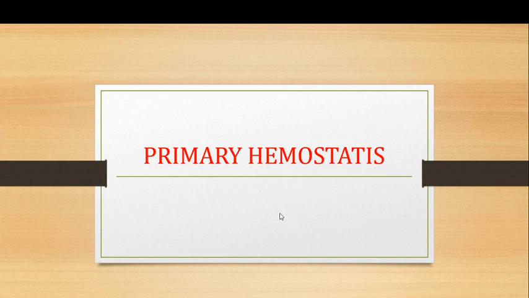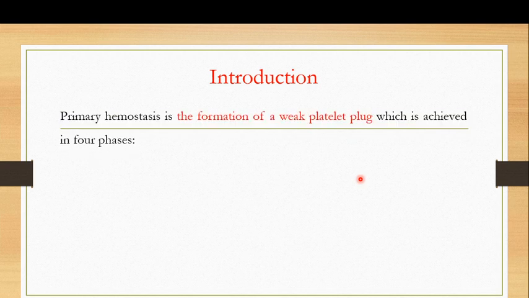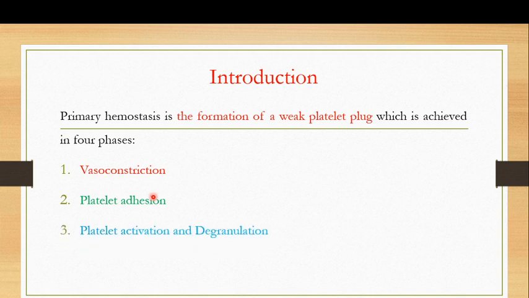And this is the second video on the primary hemostasis. In the previous video, I've told you that primary hemostasis is actually the formation of a weak platelet plug, which is achieved in 4 phases. And I've told you that the 4 phases are known as the vasoconstriction, the platelet adhesion, the platelet activation and degranulation, and the platelet aggregation.